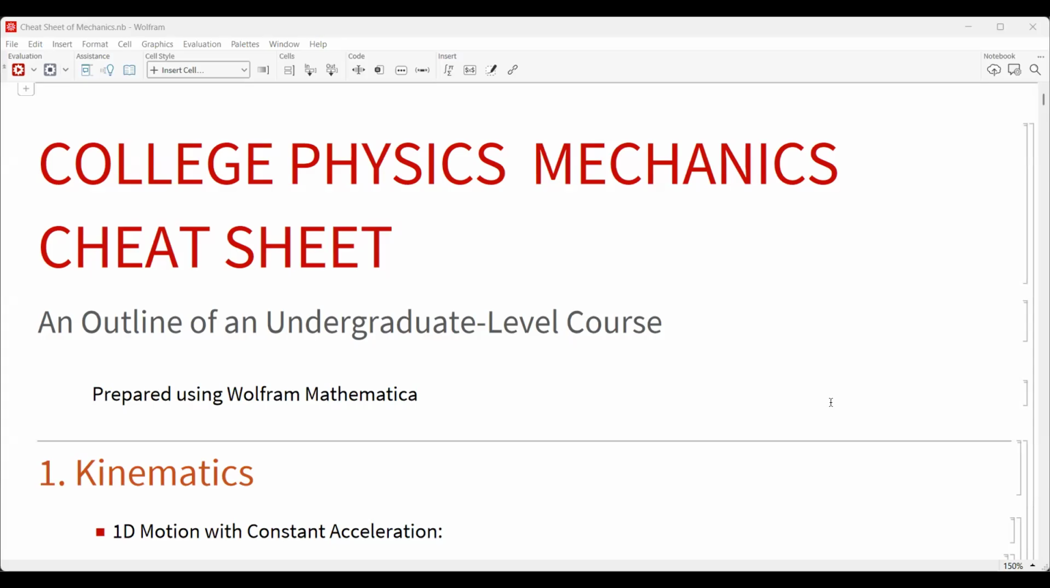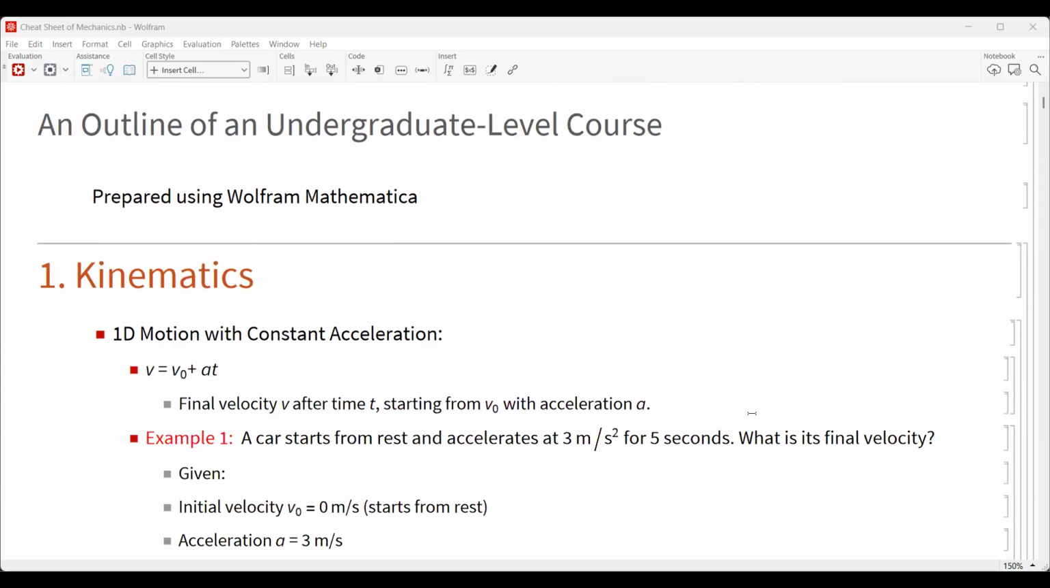Okay, so college physics, mechanics, sheet, an outline of an undergraduate level course, prepared using Wolfram Mathematica.